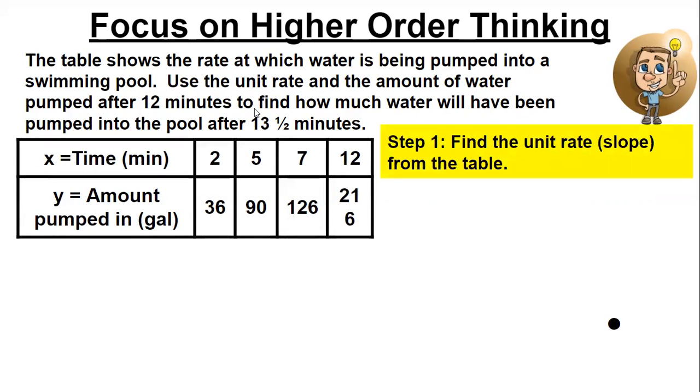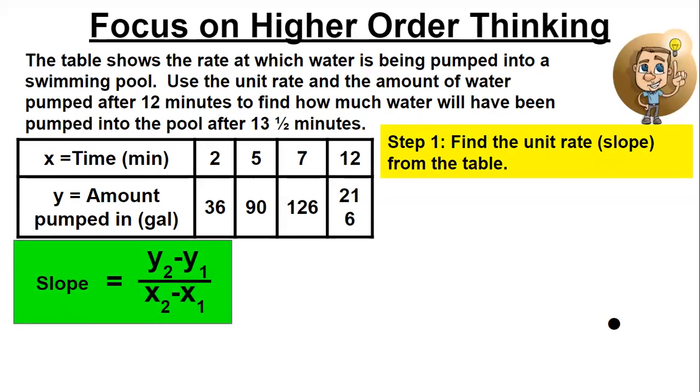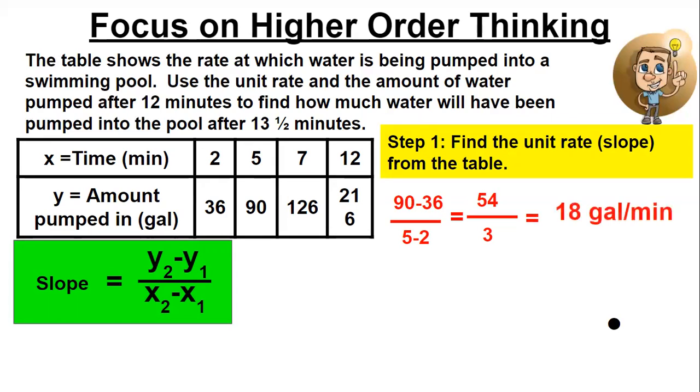Step 1, find the unit rate slope from the table. How can we do that? Pick 2 points. My suggestion is pick these smaller numbered points. So y2 minus y1 over x2 minus x1. I picked 90 and 36 and 5 and 2. Those were the smaller numbers. So then I do the math. 90 minus 36 is 54 and 5 minus 2 is 3. 54 thirds is then 18 gallons per minute. Okay, so now I know how many gallons every minute is pumped into the pool, 18 gallons.